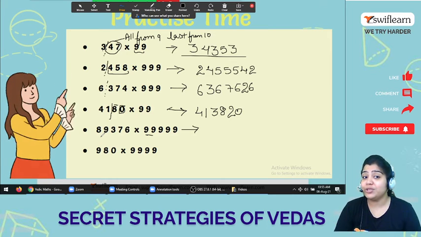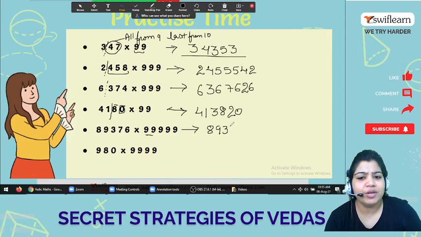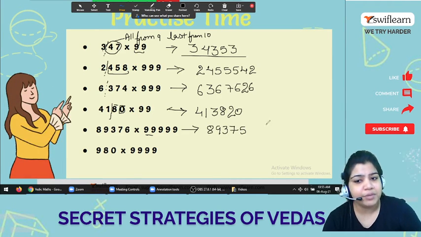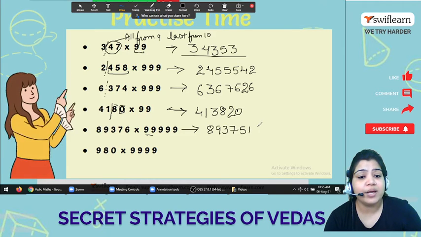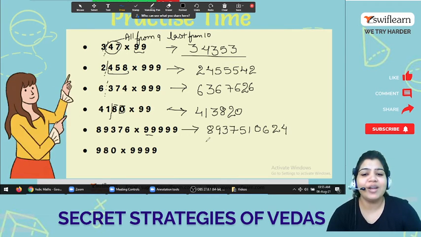So here, revision. Here we have 5 9s and 5 digits. So we are not going to split this one. One less: 8 9 3 7 5, and all numbers from 9, last number from 10. 9 minus 8 is 1, 9 minus 9 is 0, 9 minus 3 is 6, 9 minus 7 is 2 and 10 minus 6 is 4. This one is your answer.